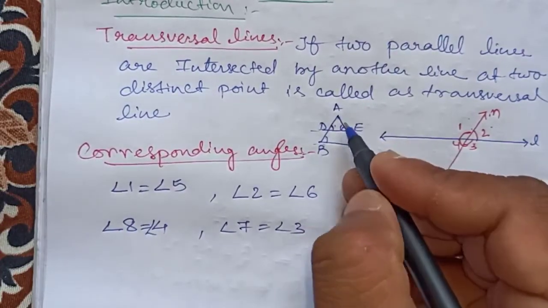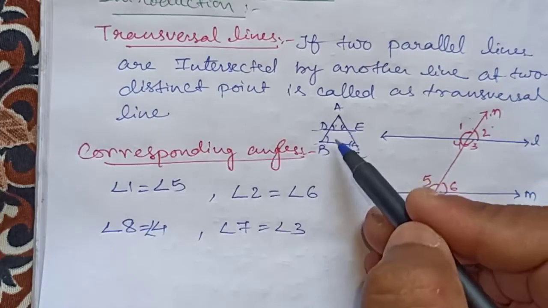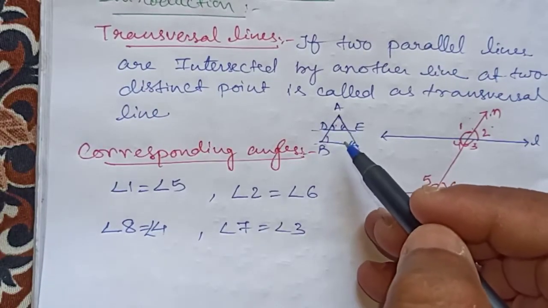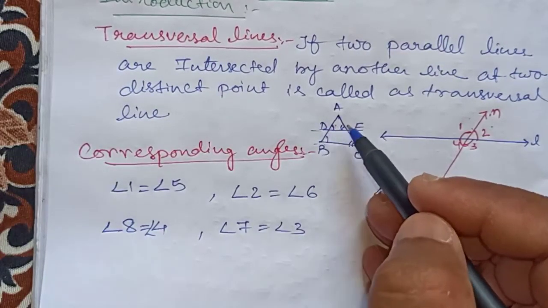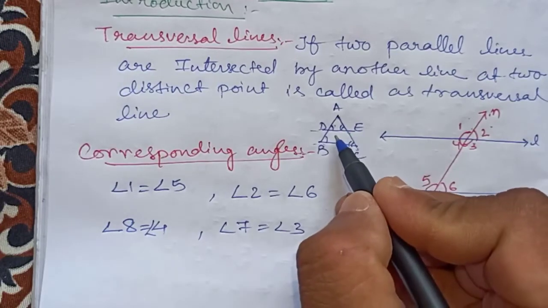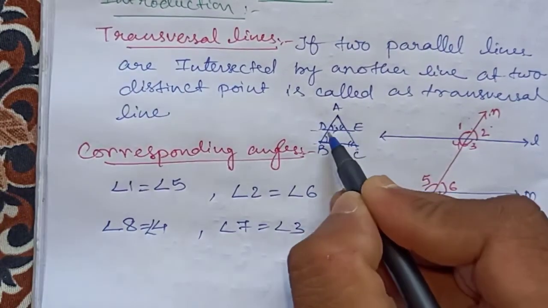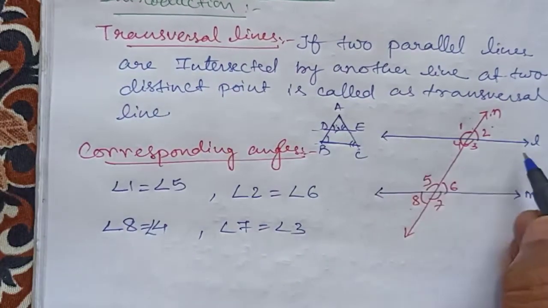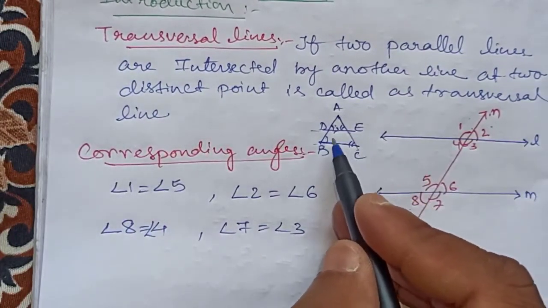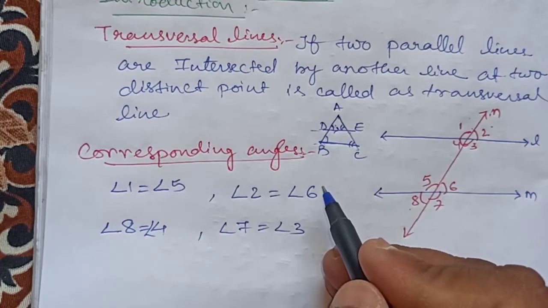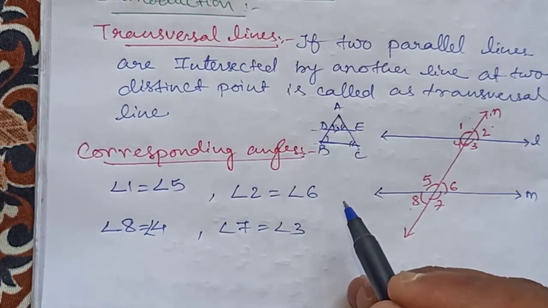So from a triangle we can easily prove that two triangles are similar by writing that these two angles are equal, and these two angles are equal. The condition is that DE should be parallel to BC. If it is not parallel, we can't say whether these two angles are equal or not. So this is about corresponding angles.